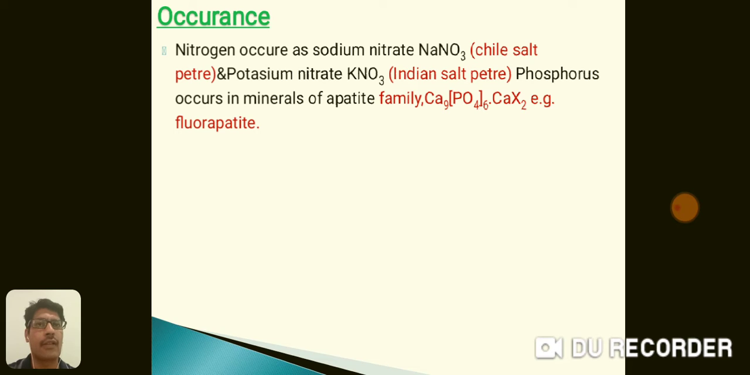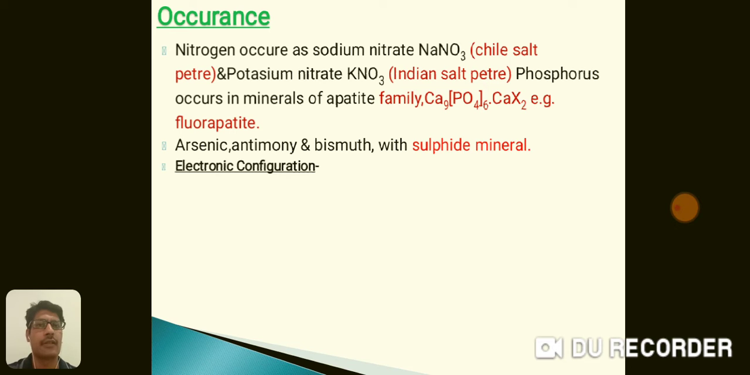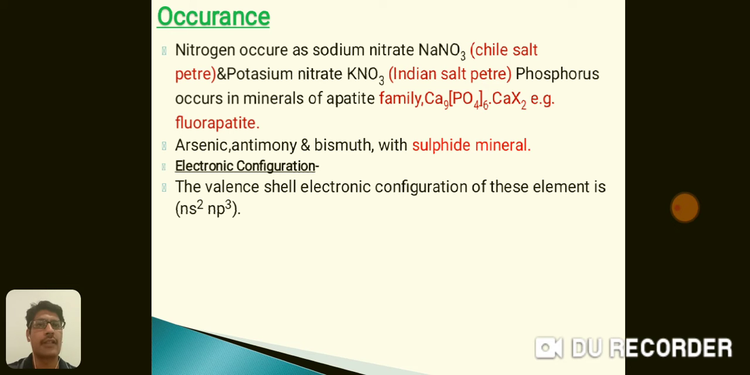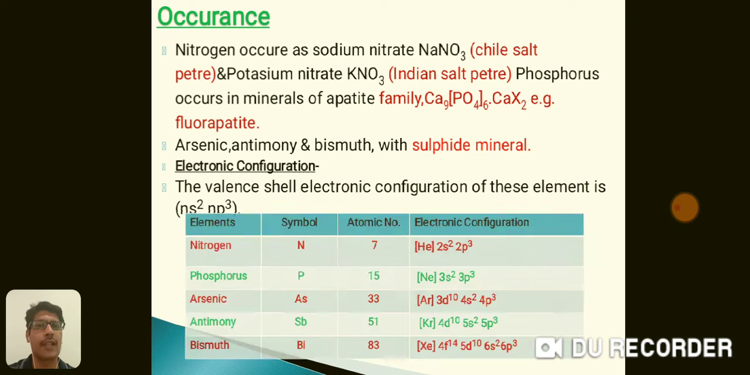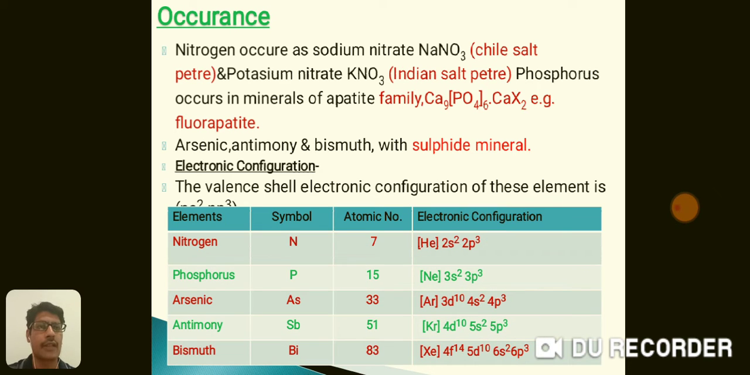Now we are going to see the occurrence. Nitrogen occurs as sodium nitrate, NaNO3, and potassium nitrate. Phosphorus occurs as minerals of apatite, for example fluorapatite. Arsenic, antimony and bismuth occur as sulfide minerals. The valence shell electronic configuration of these elements is ns2np3. These are the representative elements with their symbols, atomic numbers and electronic configuration.